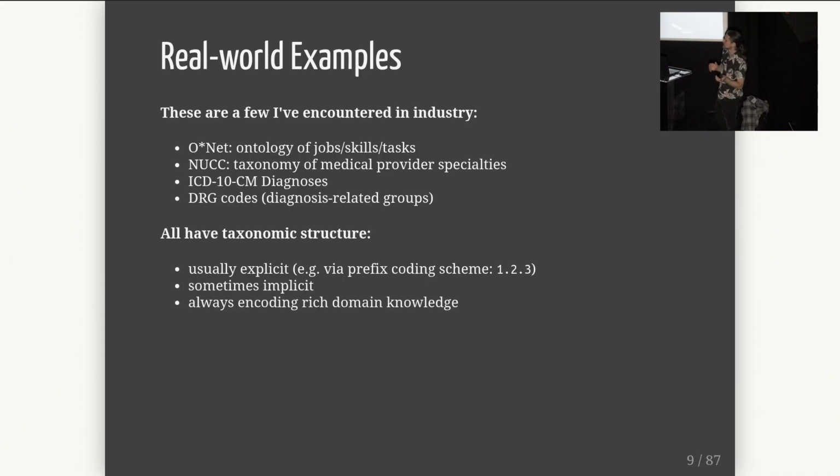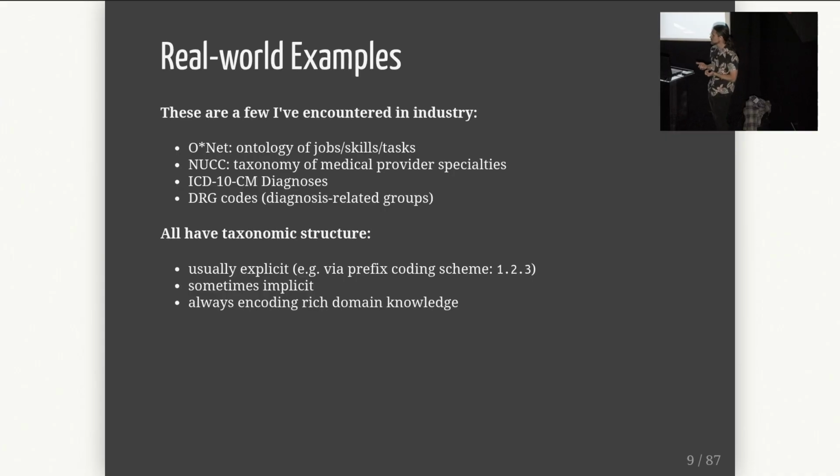All of them have taxonomic structure, and it's usually explicit. It's built into the system, into the coding scheme. They'll even spell it out in the shape of the codes that you're targeting. But sometimes it's implicit, and it's obvious from natural language descriptions of the things that there's some sort of implicit hierarchy here. But it always encodes some sort of rich domain knowledge, and if you don't take advantage of that knowledge, my feeling is you're probably leaving something on the table.